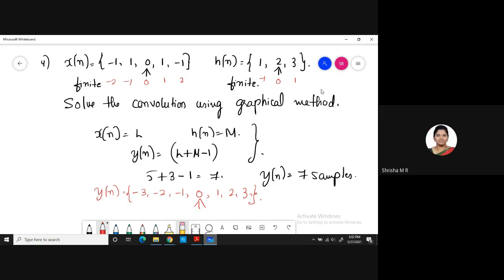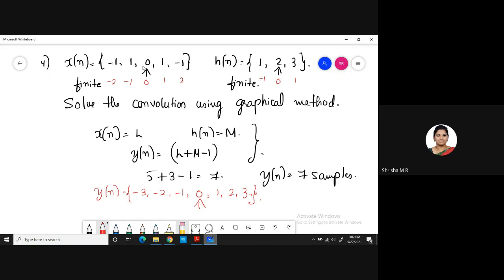So this is the convolution using graphical method. Whenever they give you a problem on convolution using graphical method, find the length of x of n and h of n and get the length of y of n using this formula L plus m minus 1. L is the length of x of n, m is the length of h of n. Put this formula, you'll get the length of y of n. After getting the length, you have to know where the first sample starts.